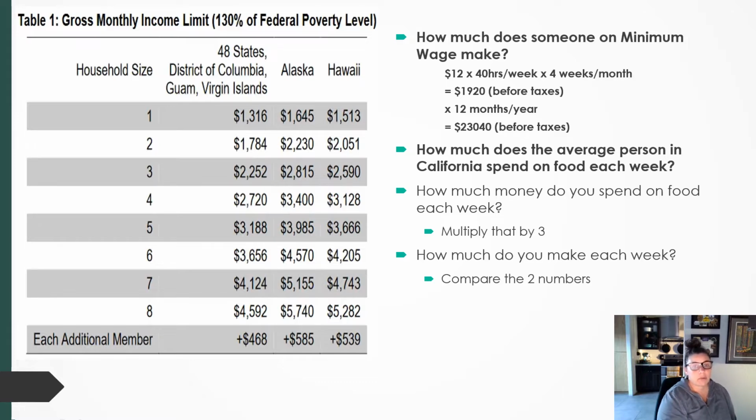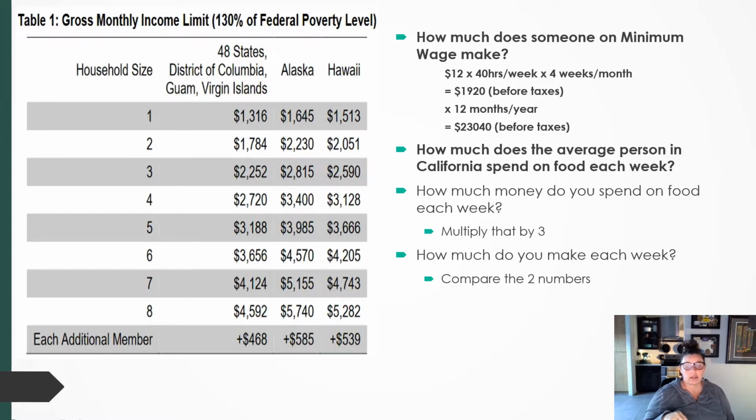So the federal poverty level is a little bit different than state levels, but the federal poverty level here, if we're looking at the 48 states, they calculate that for one person to be somebody who has an income of $1,316, and that's gross income, so before taxes. For a family of 4, that would be about $2,720 a month. So a little bit different in California, but that gives you a nice idea of the federal poverty level.